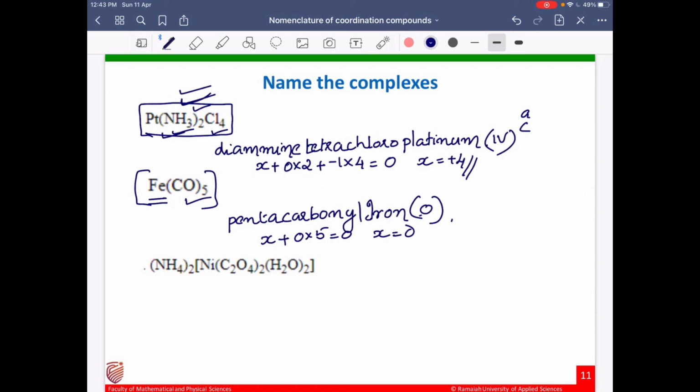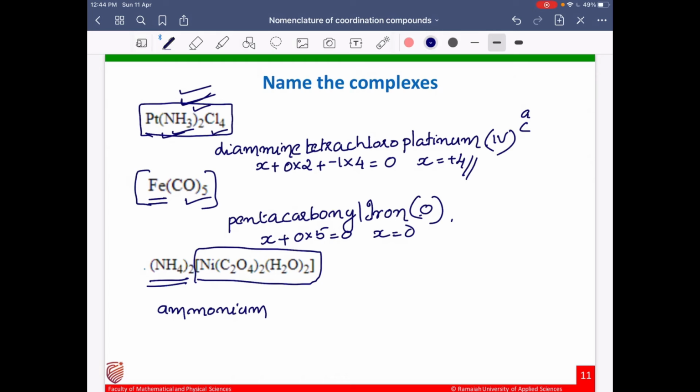Next example, (NH4)2[Ni(C2O4)2(H2O)2]. Here, if you see, the coordination complex ion part is the anion and the ammonium group is the cation. So how will we write the name? First we will write the cation name. Cation is ammonia, so ammonium.